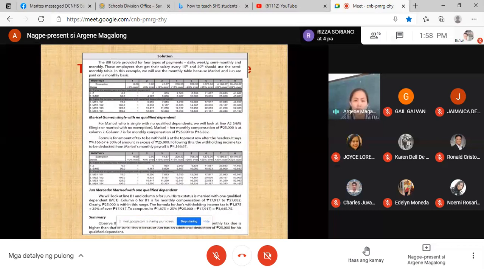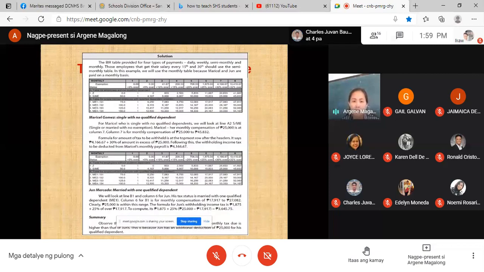Okay. So pumunta tayo kay June. Si June na married with one qualified dependent. So si June, 25,000 din yung kanyang compensation. Ang kanyang tax status ay married with one qualified dependent. So doon siya sa column B1. So column B1 para sa monthly compensation nasa bracket ng 17,917 to 27,082. And doon yun sa column 6. Okay, so clearly, nasa 25,000 pa rin yung range.